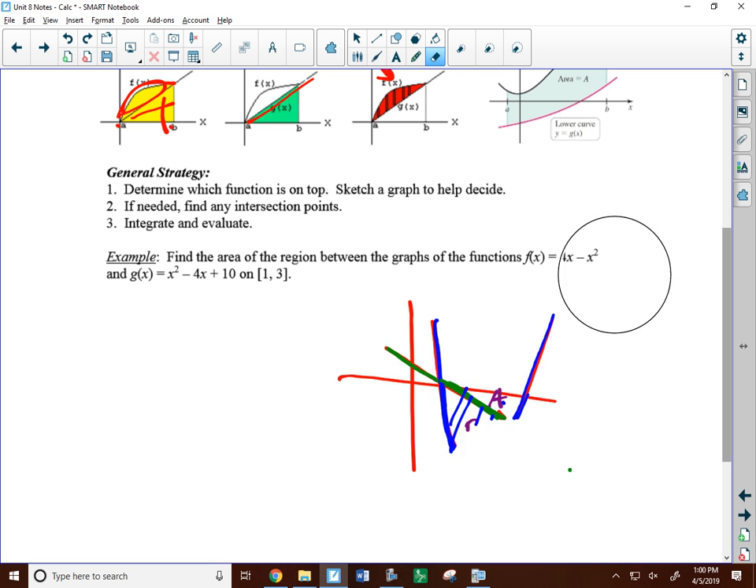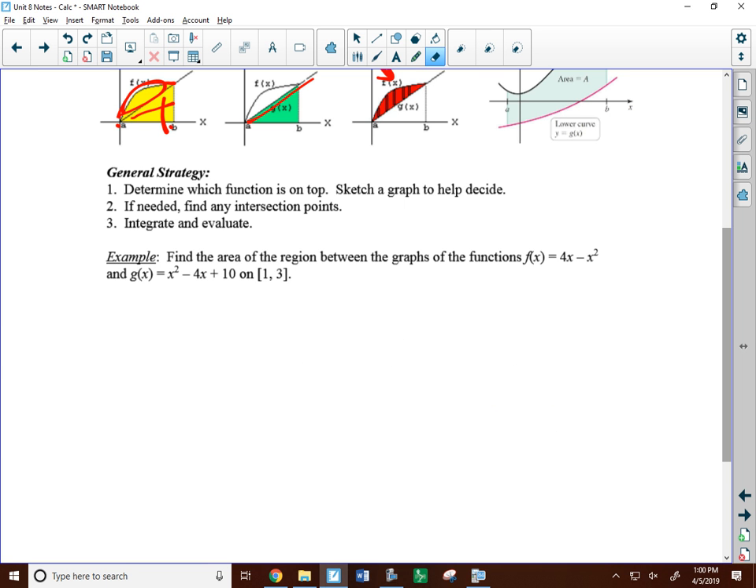Okay, any thoughts before we try one? The last thing I do here is I give you a general strategy, and I'm going to do this for each one. I'm going to make a sketch. Sometimes you don't know which one's on top, which one's on bottom. Make a little sketch. Use your graphing calculator as needed. If needed, this isn't on every one, find intersection points. And finally, FTC1, integrate and evaluate.